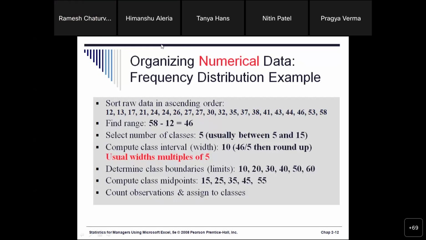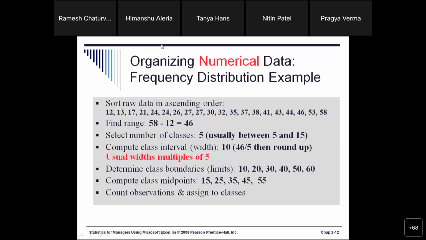Yes, sir. So what this girl has told is correct: we need to first arrange the data in ascending order. So that is what is visible to us right now. Then we have to find out the range of data. For this, we subtract the smallest number in the data set from the largest one. All right. And then how many classes will be there?